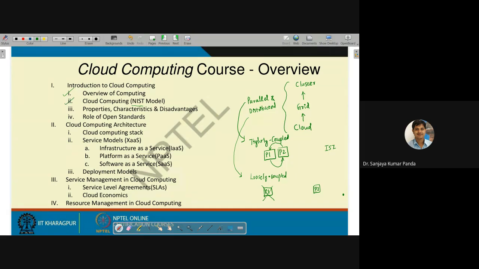Then we'll see the properties, the characteristics, and more importantly, the disadvantages of cloud. When you want to learn a new technology, you try to focus on the drawbacks, right? Because anybody will ask you what the lacuna in that technology is. Obviously you know the advantages of that technology, but you have to focus on the disadvantages as well.